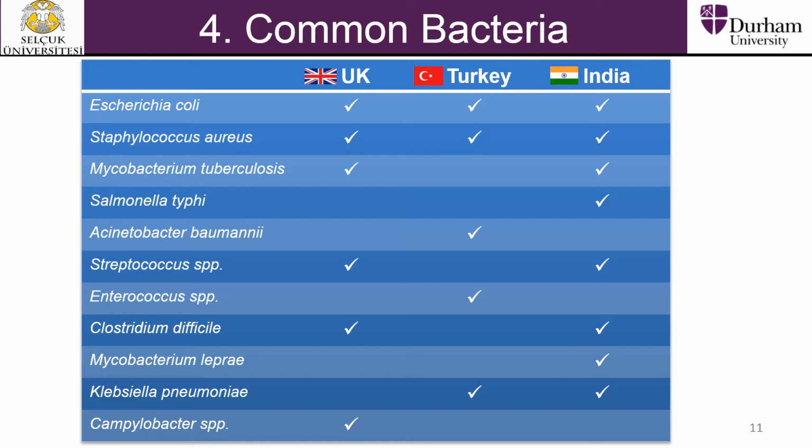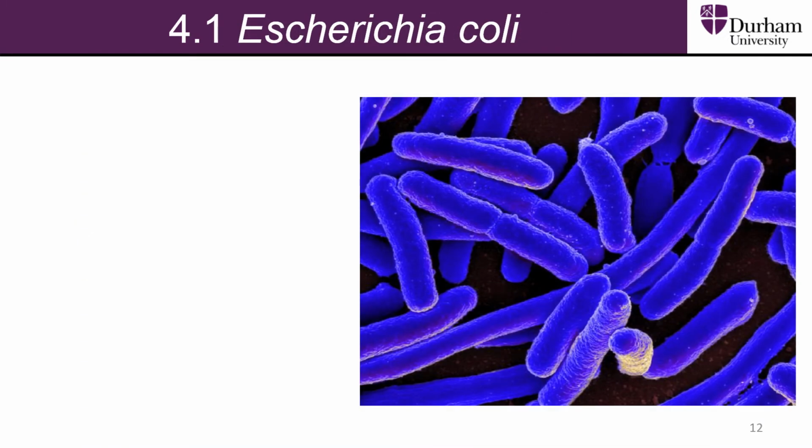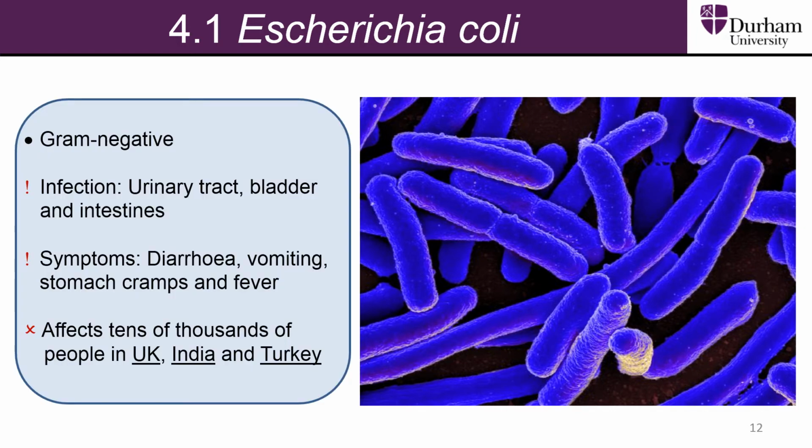We are now going to go through each of these bacteria and look at the types of infection they cause, the symptoms of infections, as well as their prevalence in society. E. coli is a bacteria that can be found in the intestines of humans and animals. There are a number of different strains, and while some are harmless, others can cause infections. These can take the form of urinary tract infections, bladder infections, and intestine infections.